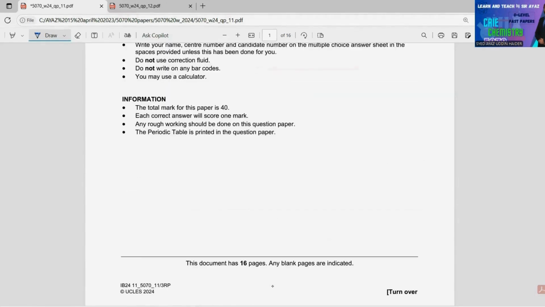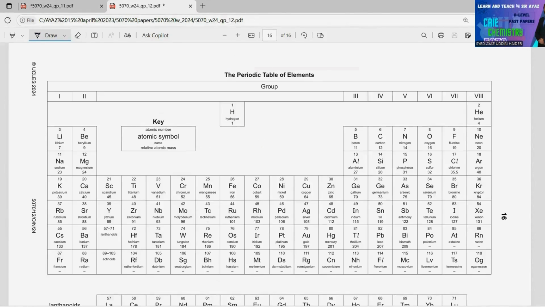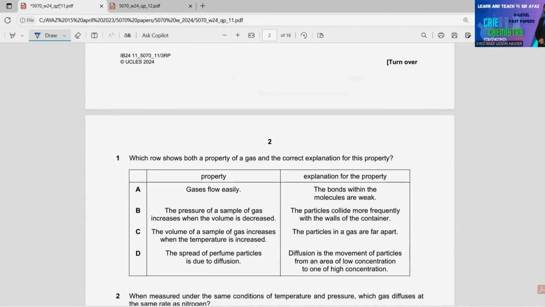You can use a calculator in this paper. The total mark for this paper is 40. The periodic table is printed in the question paper like that. This is the periodic table. So let's start the paper.